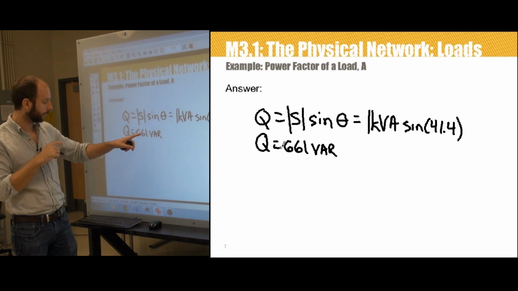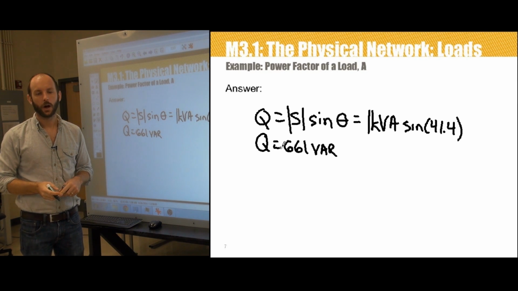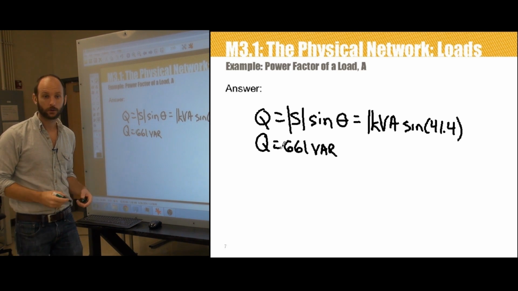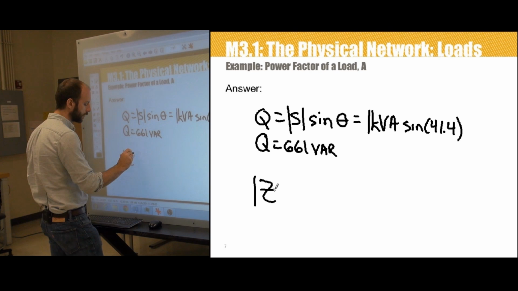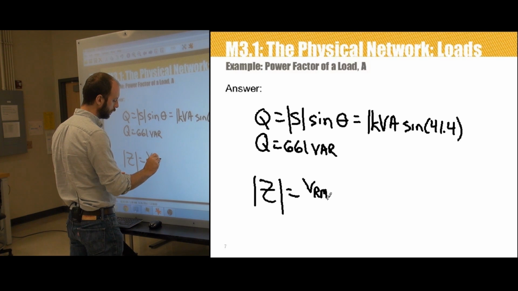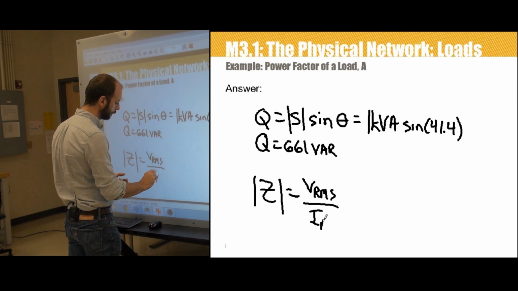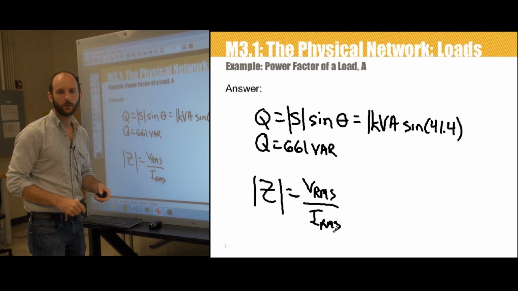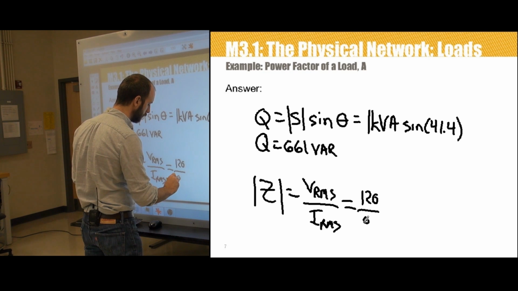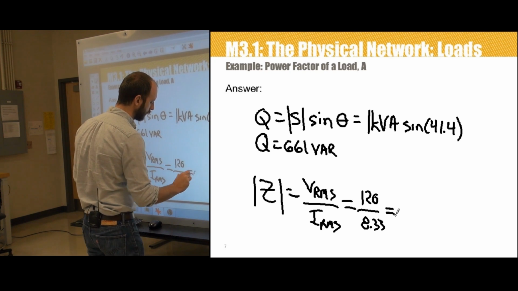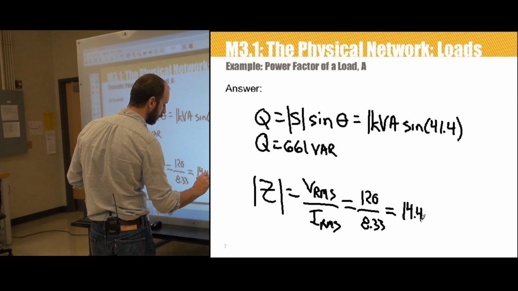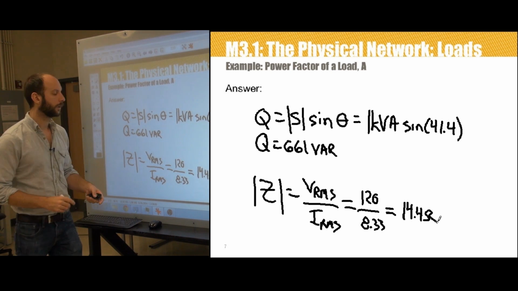Right. So now I've calculated current and reactive power. I can use the RMS voltage and the RMS current magnitudes to determine the magnitude of the impedance, which was the last part of the question. What is the impedance? The magnitude of the impedance is just the magnitude of the voltage over the magnitude of the current. That's just Ohm's law rewritten, so it's 120 divided by 8.33. And so that gives me an impedance magnitude of 14.4 ohms. That's the magnitude of Z.